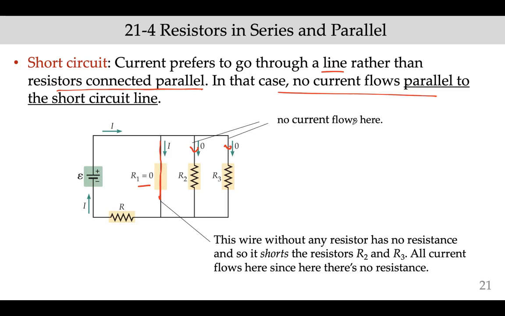So in this case, no current flows here on this one and on this one. Basically, this part of the circuit gets shorted by this wire. This wire has no resistance, so it shorts the resistors R2 and R3. All current flows on this wire since there's no resistance.